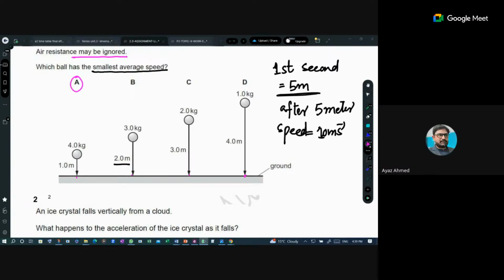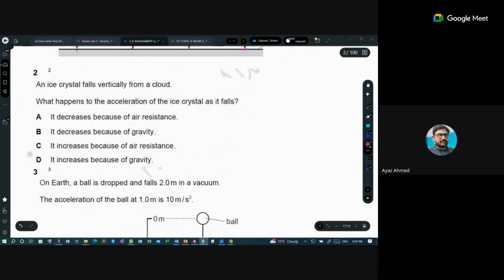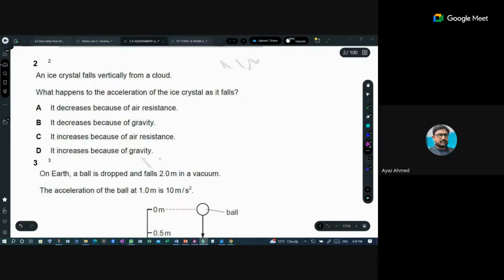Yes, sir. Okay, then an ice crystal falls vertically from the cloud. What happens to the acceleration of the ice crystal as it falls? This is what we have just discussed. For objects in free fall through air, they get air resistance, and definitely their acceleration decreases to zero.